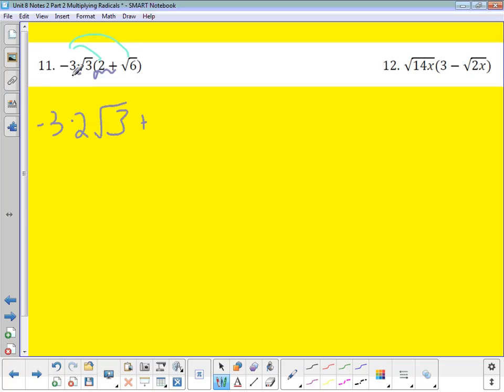Next, I'm going to take the negative 3, and then I have square root of 3, and I'm going to multiply that times the square root of 6. Both of these are then underneath the radical. So let's go ahead and take a look at that. So negative 3 times 2 is negative 6 square root of 3 plus a negative 3 square root of 18.